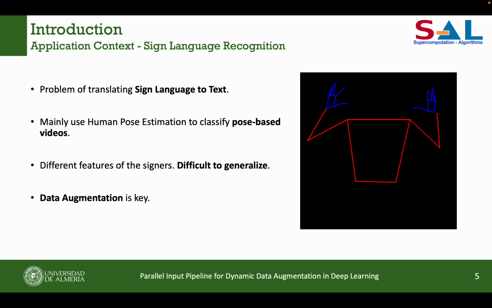In this work, we are dealing with the problem of sign language recognition, which is translating sign language into text. Mainly, we are using here pose-based videos, which do not show the original image, but we are using the landmarks, the key points of the person. Since in these datasets there are different signers recording the signs, it's difficult to generalize due to the differences in the features of the different people recording the data. And also in this problem, the data augmentation is key to generalize.